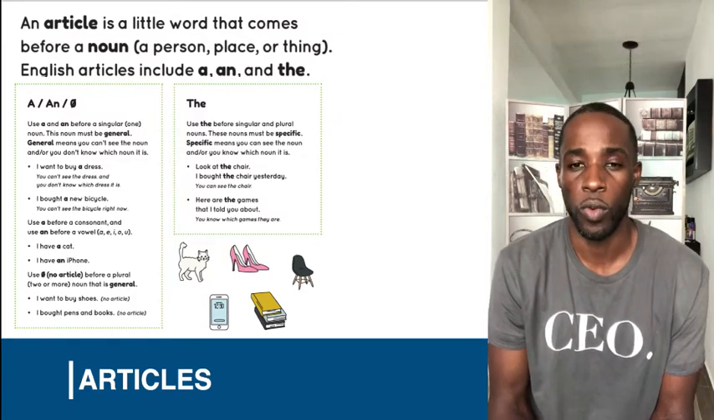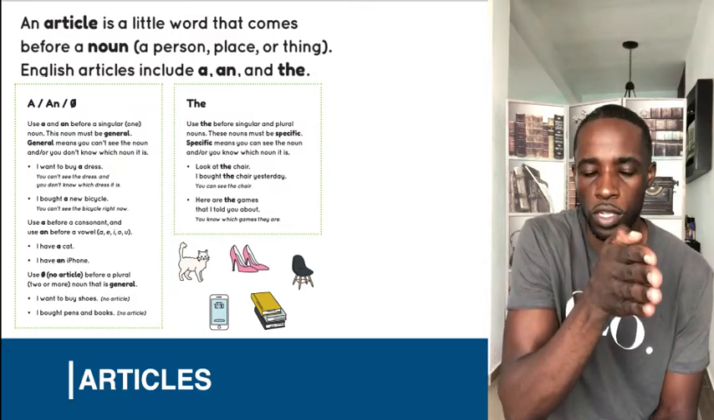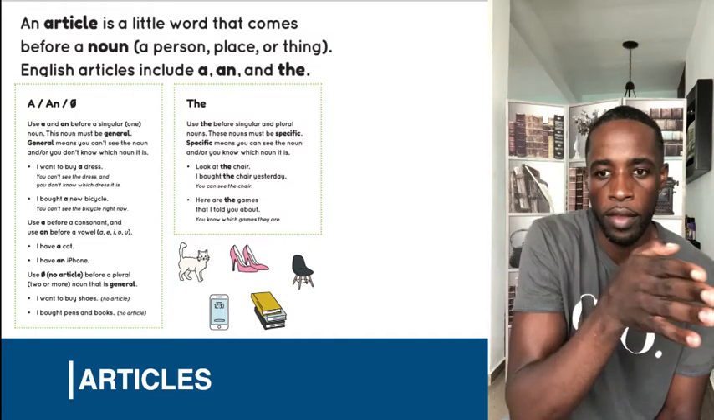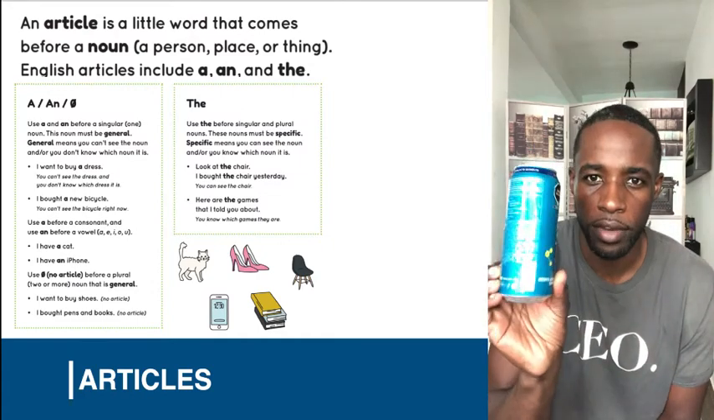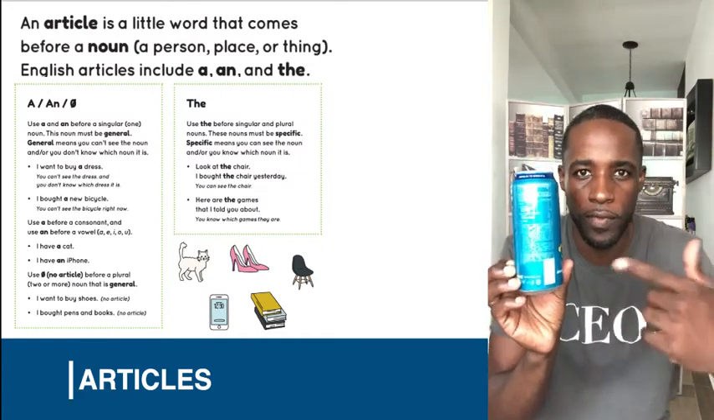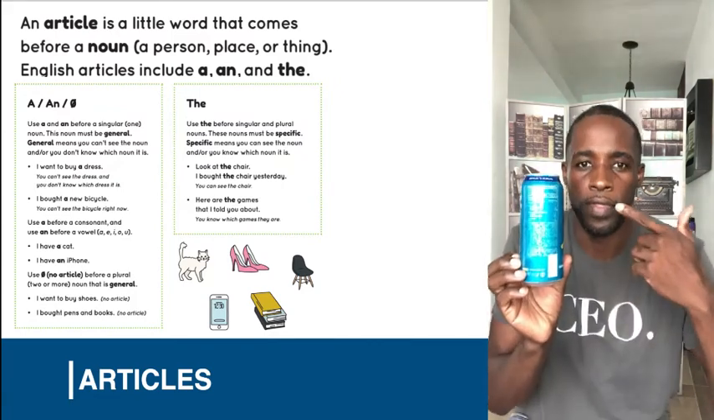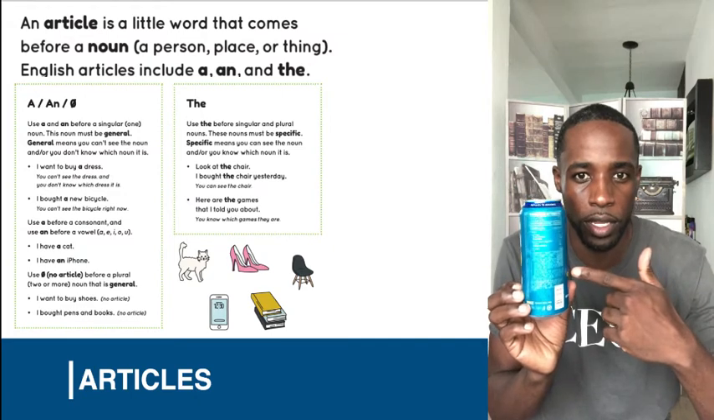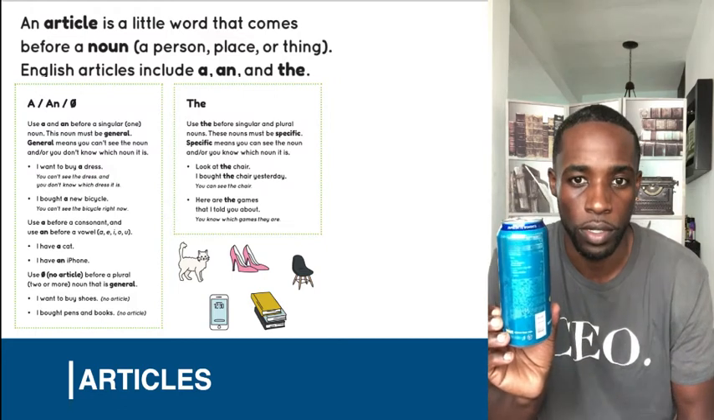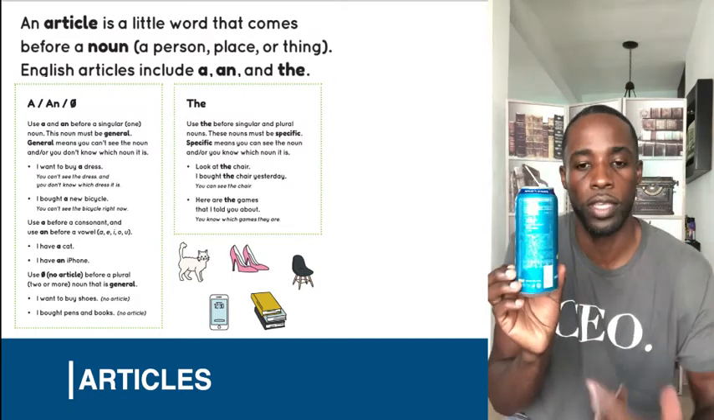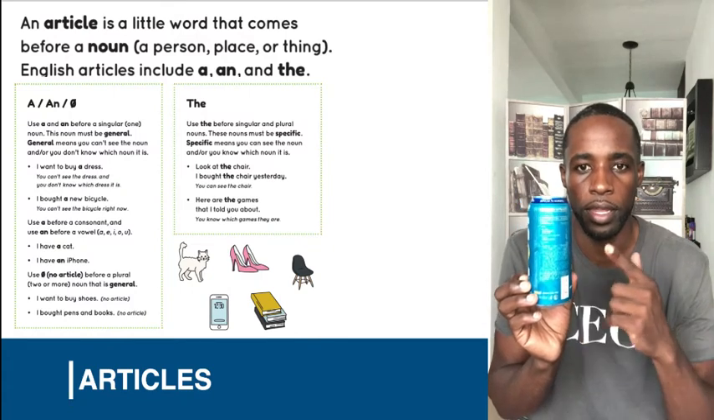Another way you can use the is when you've used an article, let's say a or an, for the first time. For example, I bought a can of soda. Now the second reference to the can of soda, I have to say the. I bought a can of soda. The can of soda was good. The soda was good. The second reference I have to use the, because now it's a specific can that I'm talking about. It's the can that I bought.